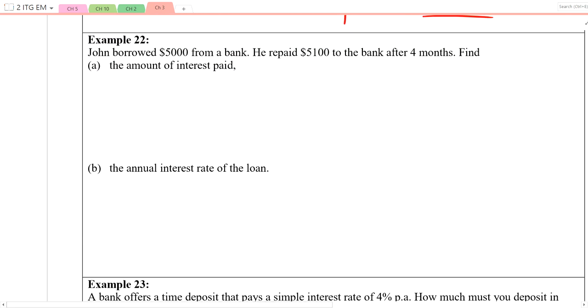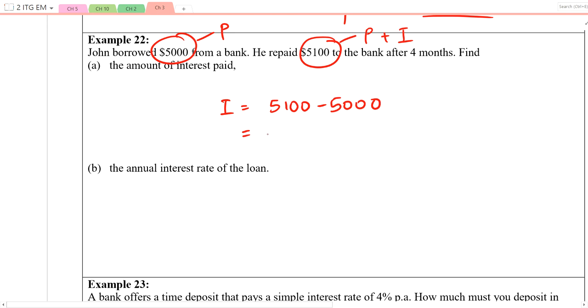So example 22, he borrowed 5,000. This is our principal. This is the repayment of principal plus interest. Find the amount of interest paid. I'm sure you can see quite easily. I equals to 5,100 minus 5,000, which is $100.